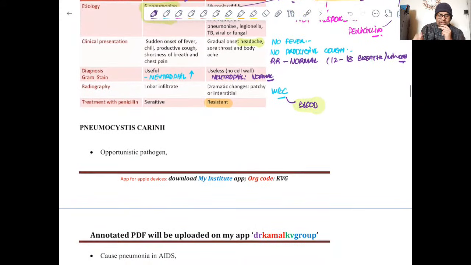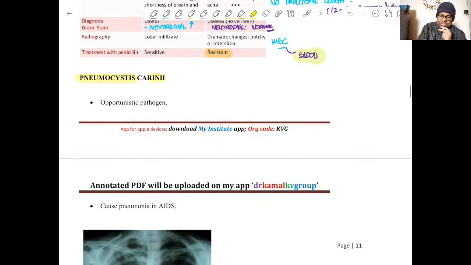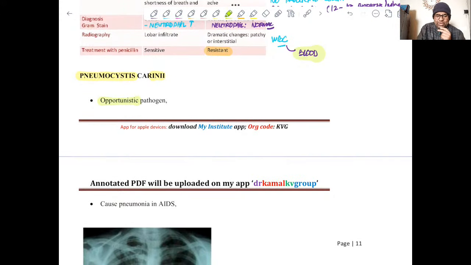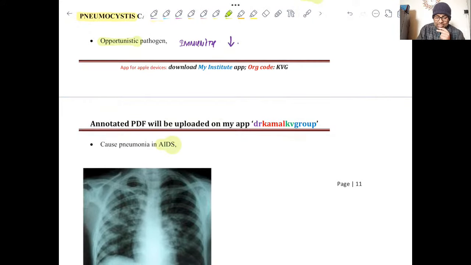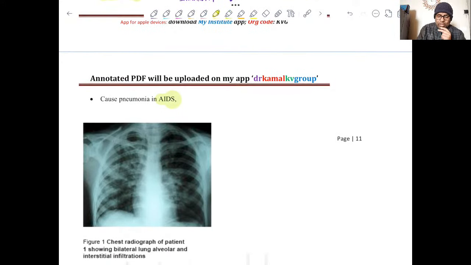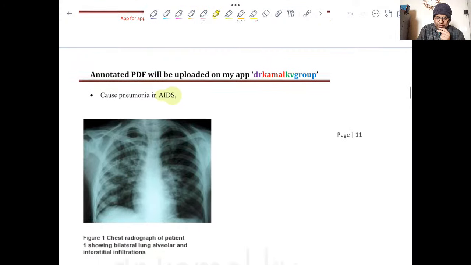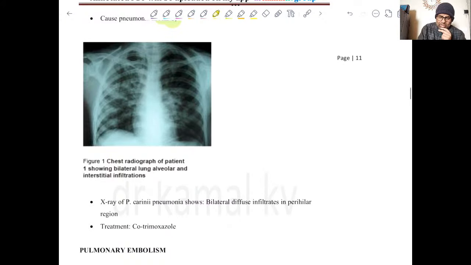Moving forward to another important cause of pneumonia, that is Pneumocystis carinii, which is also known as Pneumocystis jirovecii. This is again an opportunistic pathogen. It means it will become active only when the immunity falls too much, and we know one very important condition where the immunity falls very rapidly, very grossly, and that is AIDS. Now, from exam point of view, apart from this fact, you should know two more things.